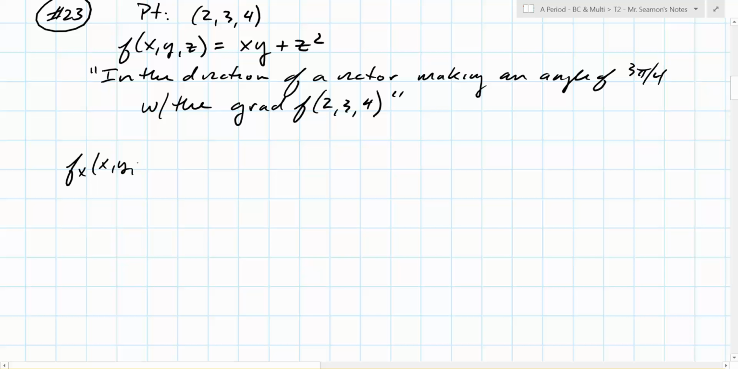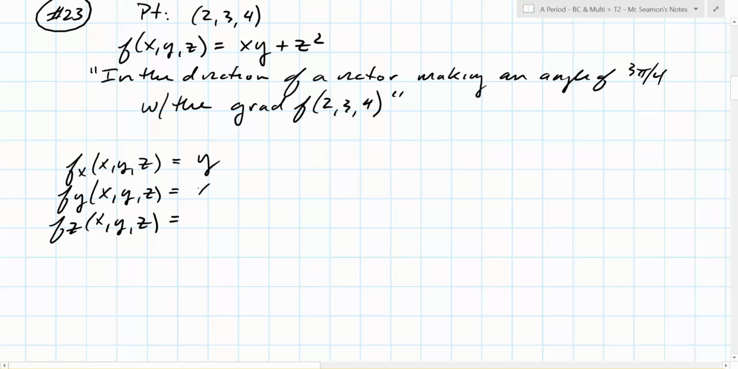fx, x, y, z, right? fy, x, y, z, and what? fz, x, y, z. Exactly. So if you do fx, what's fx? Just y. What's fy? And what's fz? 2z. So then what are you plugging in? 2, 3, 4, right? You're plugging in that point into there. So what do you get out?